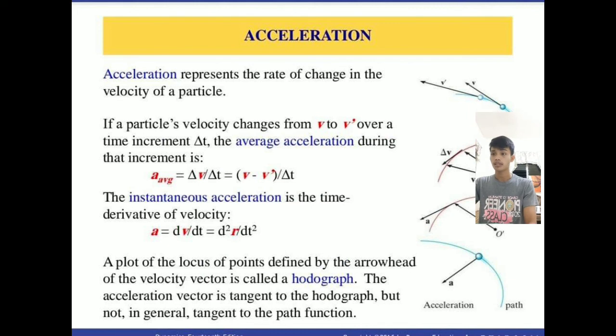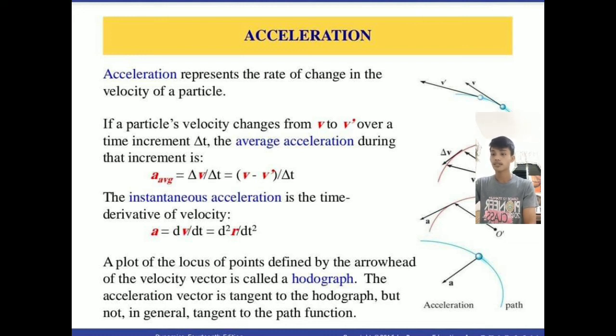Acceleration. What is acceleration? Acceleration represents the rate of change in the velocity of a particle. If a particle's velocity changes from v to v' over a time increment Δt, the average acceleration during the increment is a_avg = Δv divided by Δt, where Δv = v' - v.